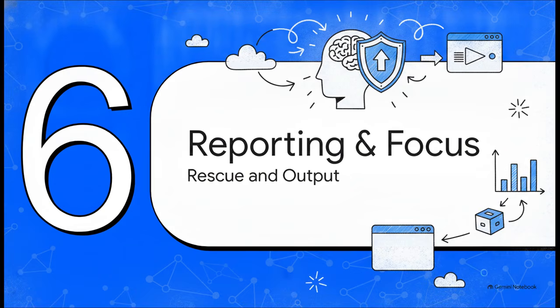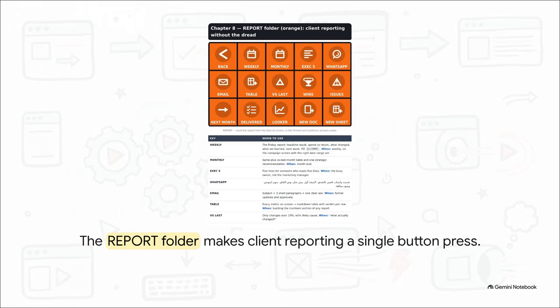Section 6, Reporting and Focus Rescue. Look, we all know client reporting is usually pretty dreadful, right? Well, the orange Report folder turns it into a literal button press. Keys like exec5 or WhatsApp take the massive amount of data currently on your screen and instantly format it into the exact language, tone, and length that a specific client prefers. Need a punchy 5-line summary for a busy business owner? Press exec5. Need a super quick, jargon-free update for WhatsApp? Press WhatsApp. The dread is completely gone.